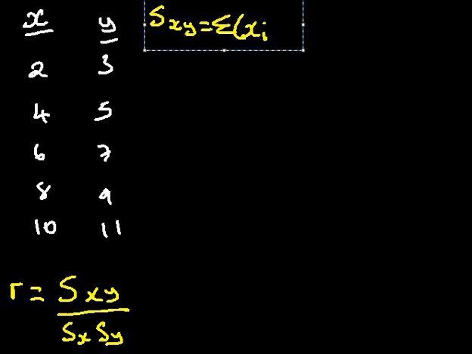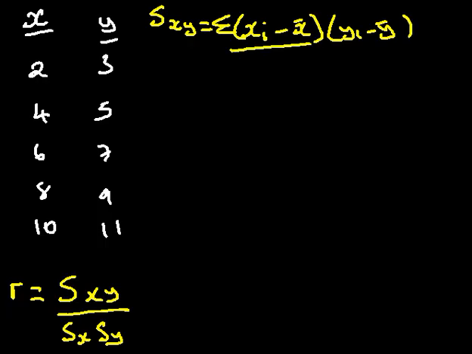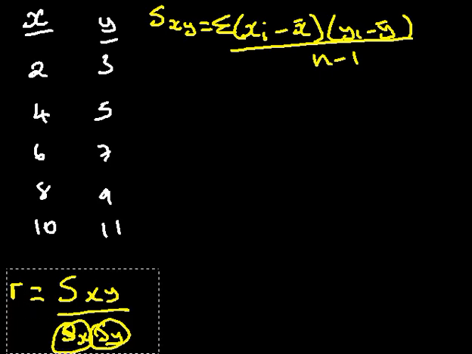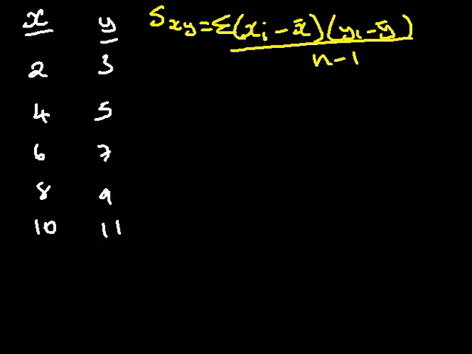We have xi minus x bar, times yi minus y bar, divided by n minus 1. And where these are the sample standard deviations for the x as well as the y, we'll have to do that one later. I'll have to present that from those formulas later as well.